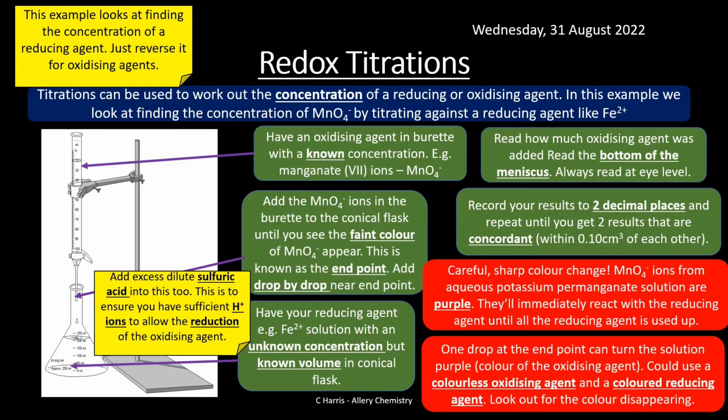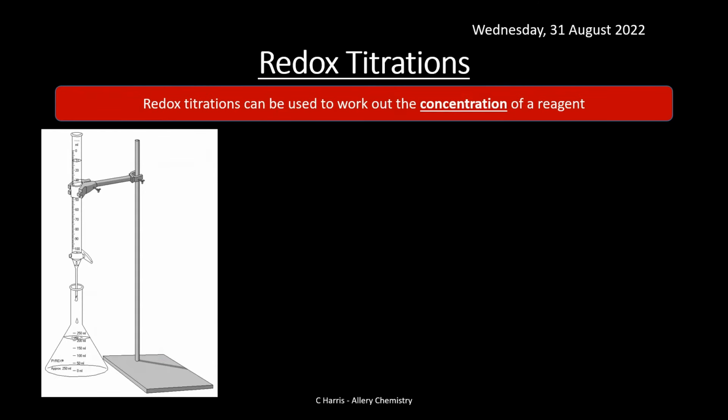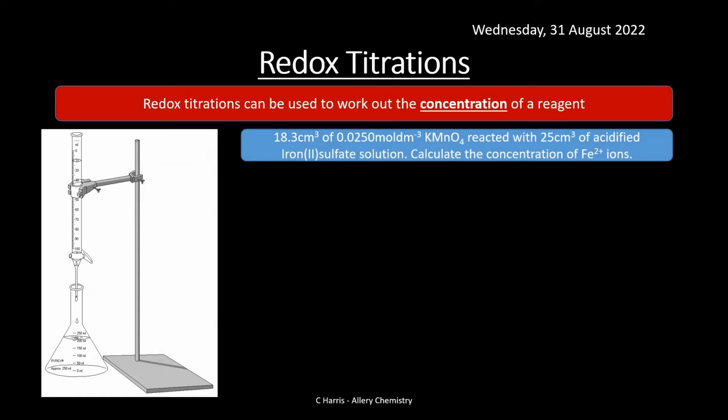When we say concordant, it means they're within 0.1 centimetres cubed of each other. As soon as you've got at least 2 results within 0.1 centimetres cubed of each other, then we can stop, and we can be pretty confident that the value we've got can be used to help work out the concentration of iron 2+ that's in your conical flask, because that's what we want to work out, isn't it? We want to know how much we've got in there. So redox titrations can be used to work out the concentration of a reagent.